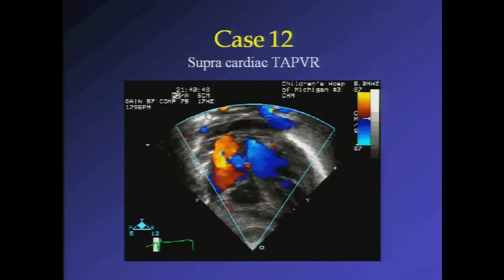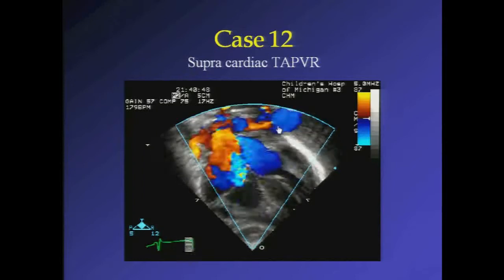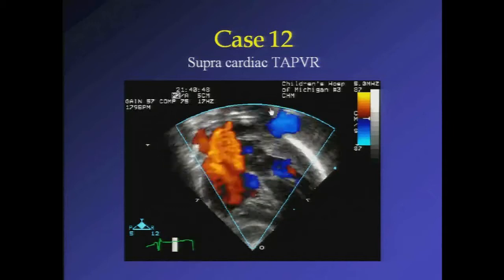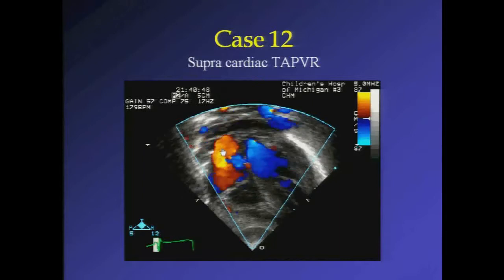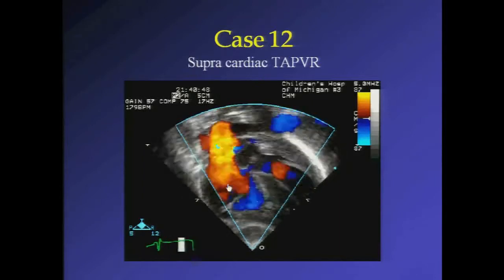With color flow, we see the flow into the pulmonary vein confluence. And so this blue flow going away from us is the drainage into that vertical vein. And here we see very exuberant flow coming into the superior vena cava. And this is the right to left shunt at the atrial level.